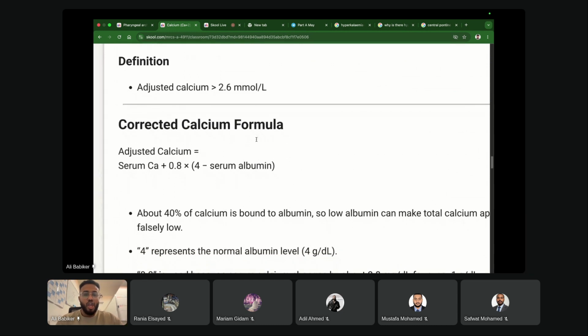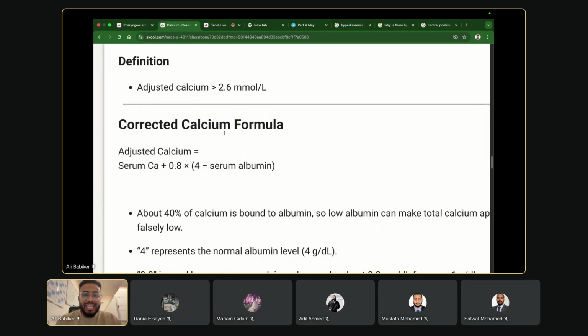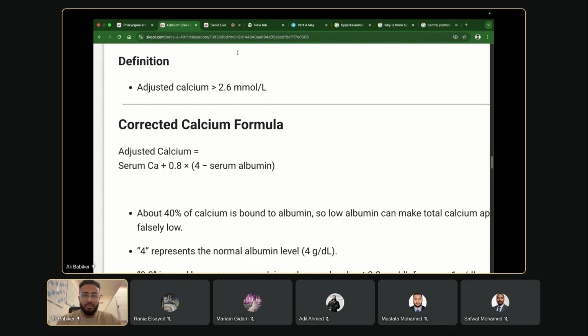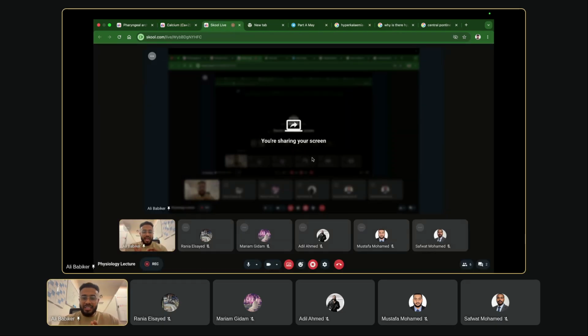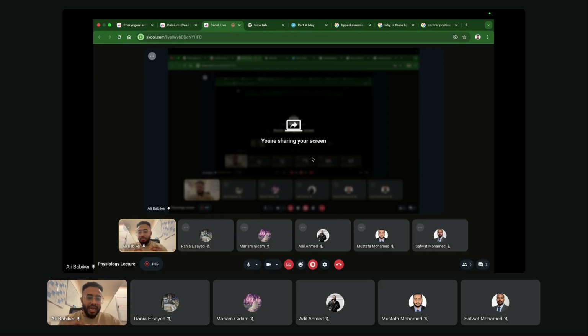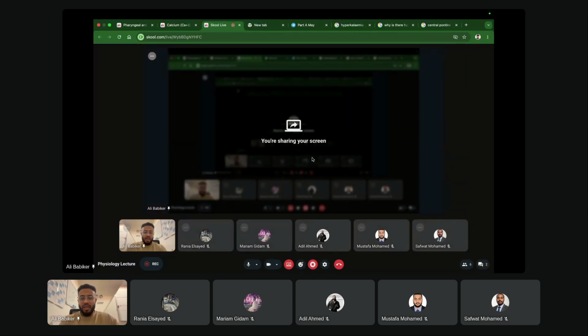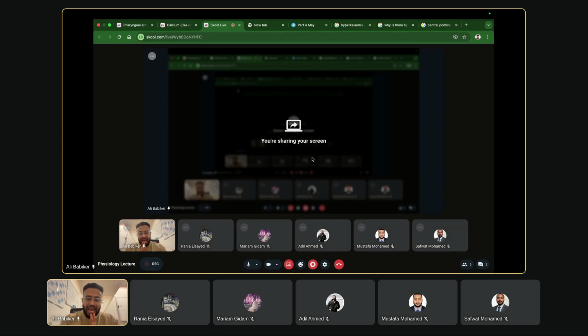All right. We have what we call corrected calcium formula. Why is the corrected calcium formula important? Because the calcium in your body is bound to albumin. When you measure the calcium, when you take a sample of blood of your patient, if the albumin is high, this will lead to high calcium. If the albumin is low, this will lead to low calcium. That's why we need an accurate reading.